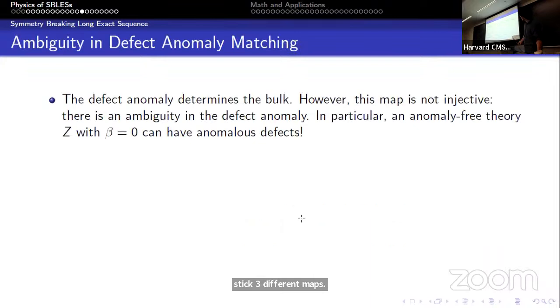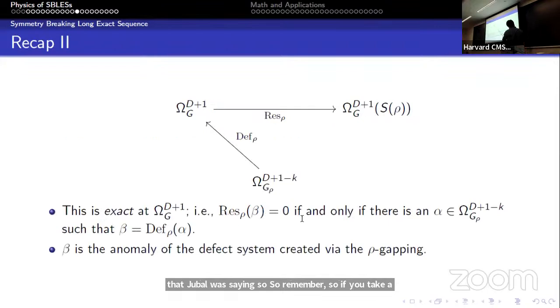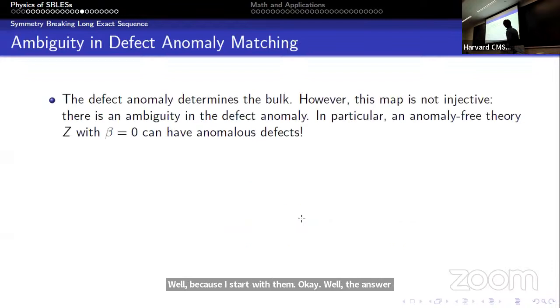Now I want to revisit the question that Juven was asking. Something surprising: if you want to understand the relation between the anomaly of the bulk versus the defect, you might imagine that the bulk anomaly determines the defect, because I start with the bulk theory. But the answer is actually reversed. This map tells us the defect anomaly determines the bulk. However, as Juven was asking, this map does not in general have to be surjective. There's no reason for it, and there are many examples of this.